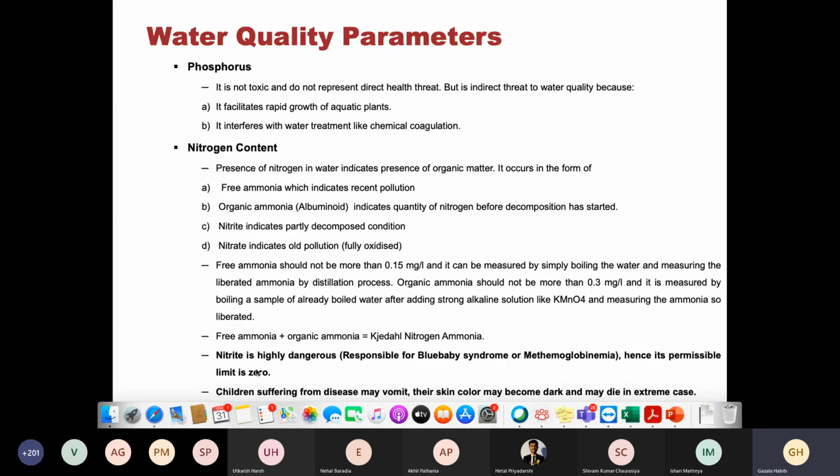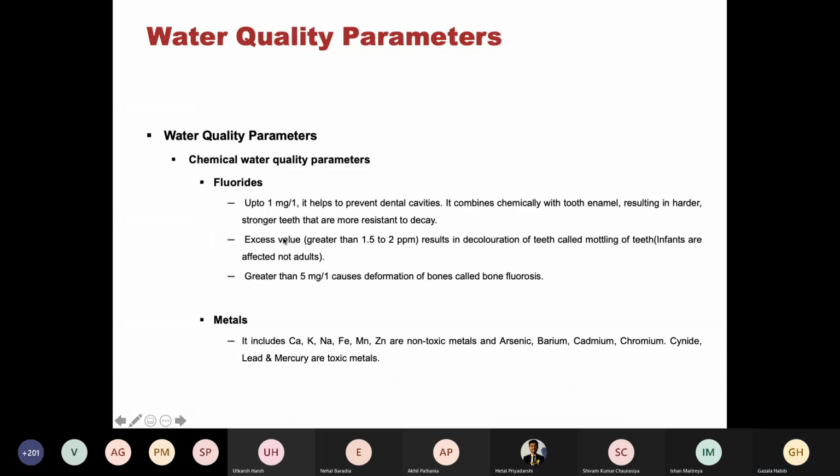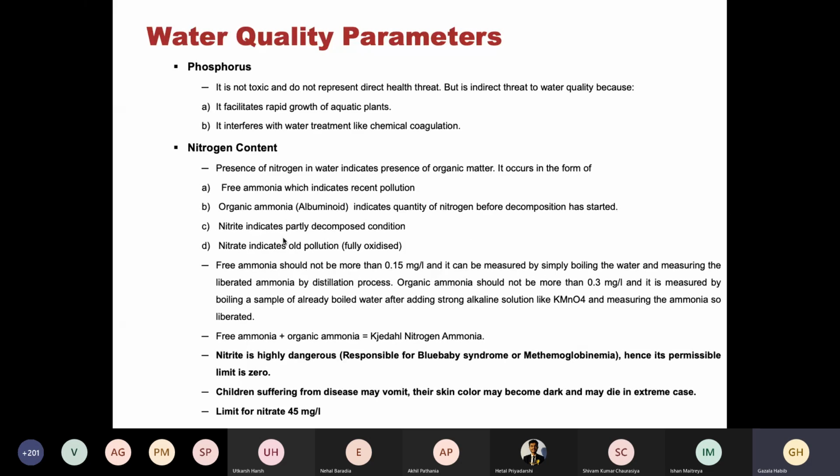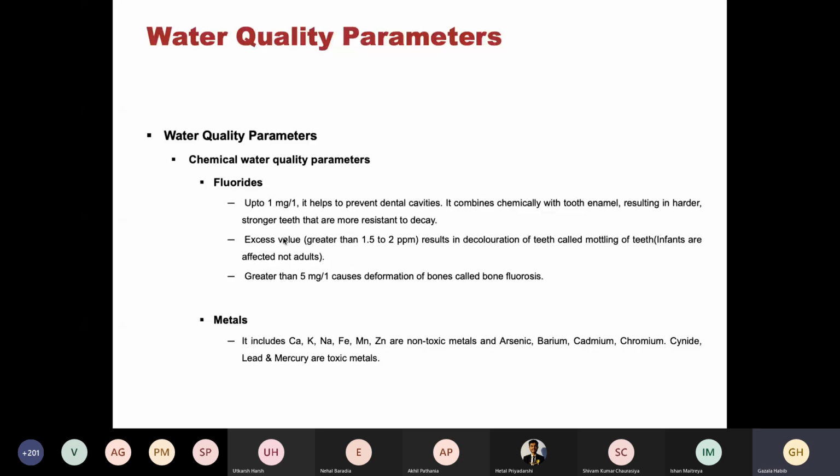I think not oxygen. Let me just see if I have. Oh, I did not include. Okay, I have to correct this slide. I have to include the information on blue baby. I will do.